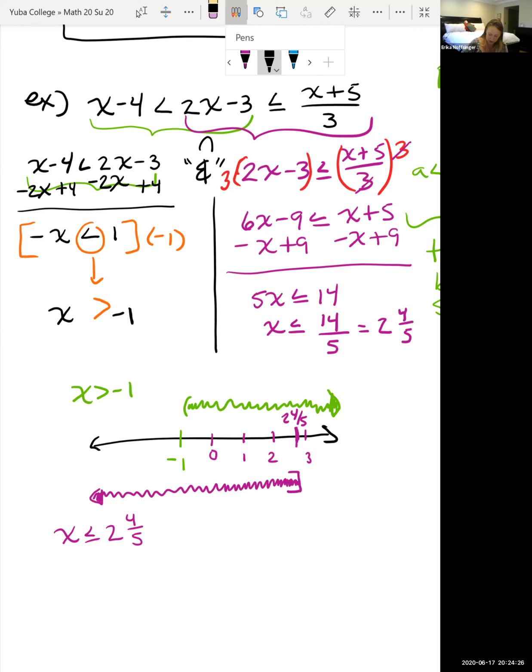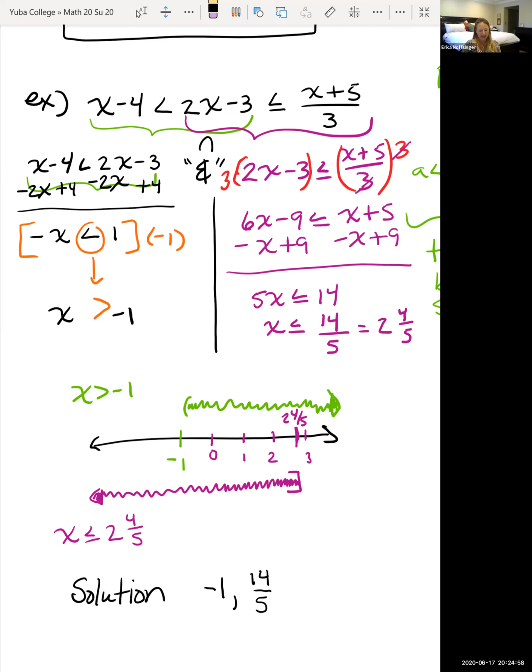So our solution: we're starting at -1. I'm not going to put the bracket or parentheses yet, comma, and we're ending at 2 4/5. I'm actually going to leave it as 14/5, which is the same thing. And then determine what type of notation, parentheses or brackets.